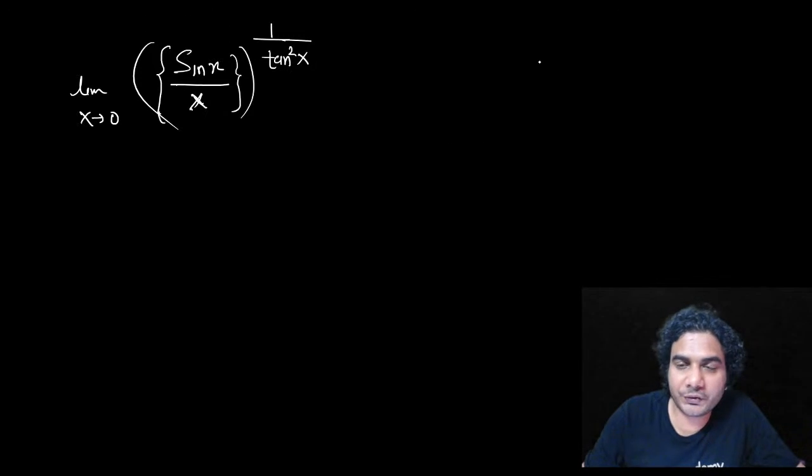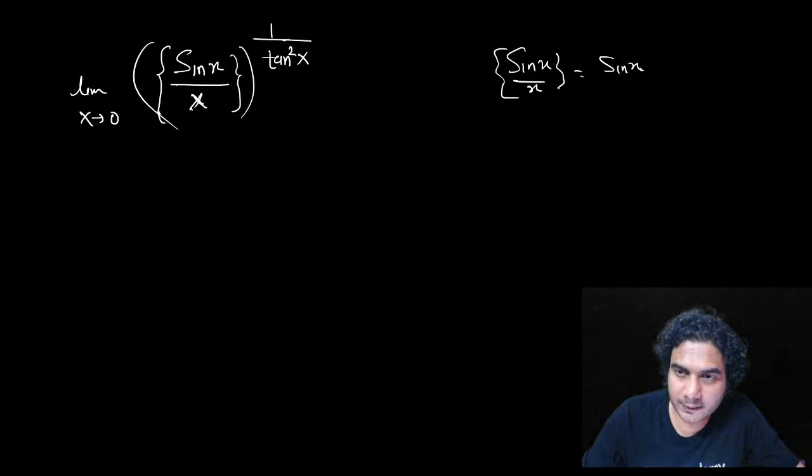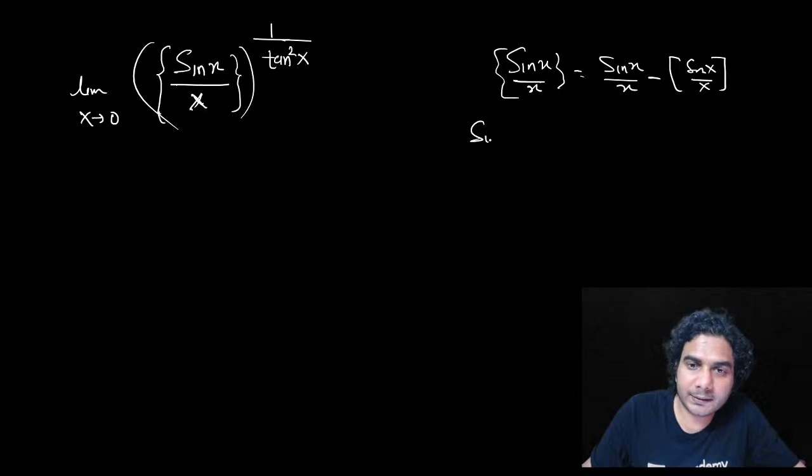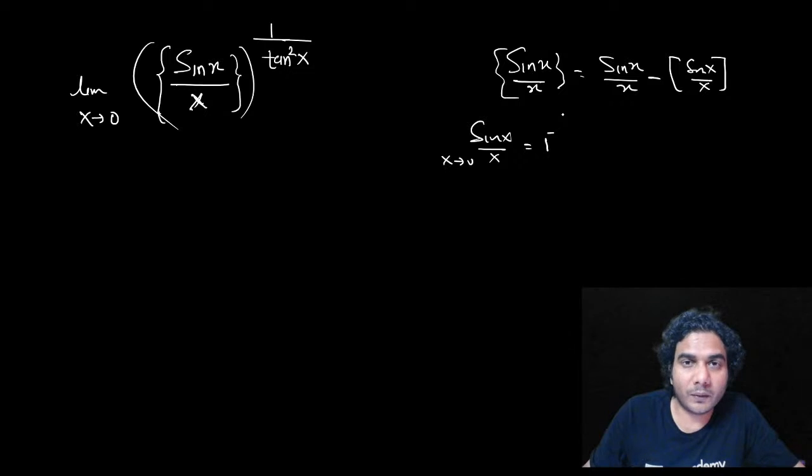Okay, let's check. So basically the fractional part of sin x upon x is sin x upon x minus the greatest integer of sin x upon x, right? And you know sin x upon x, when x approaches 0, approaches 1 but slightly less than 1, okay? x is greater than sin x. So its greatest integer will be 0. This is exact 0, right?